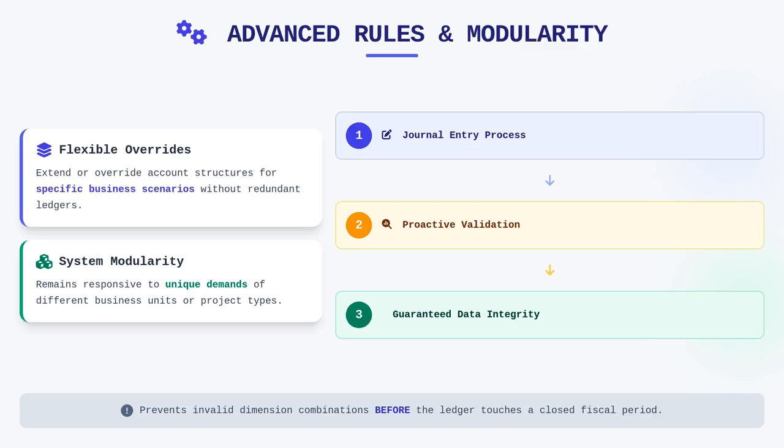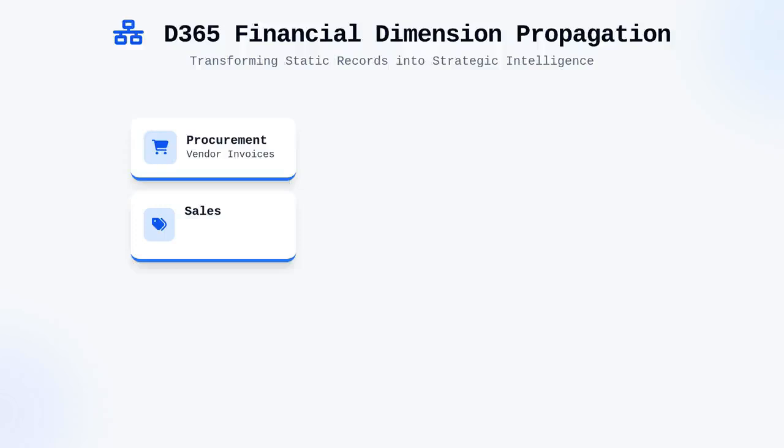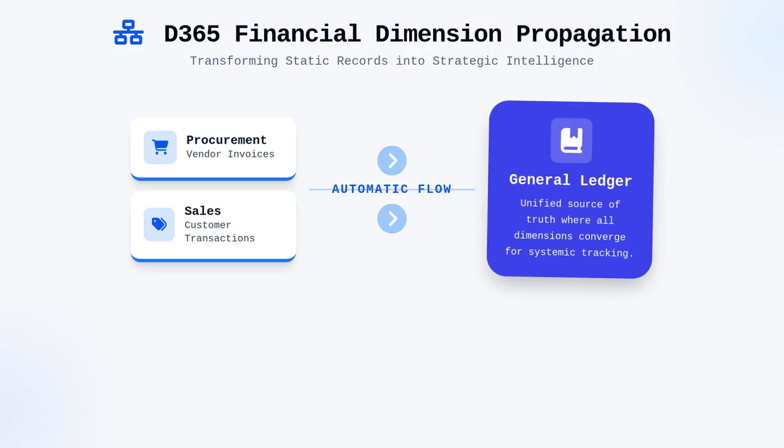Beyond the general ledger journals, these dimension values propagate through the entire ecosystem of the Dynamics 365 finance architecture. When an operational transaction occurs in a subledger, such as a procurement process for vendor invoices or a sales transaction, the dimensions tied to those entries flow through to the ledger automatically.